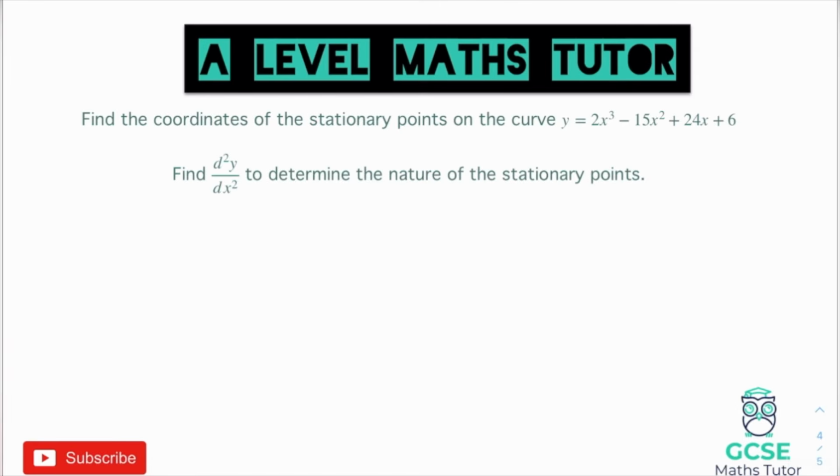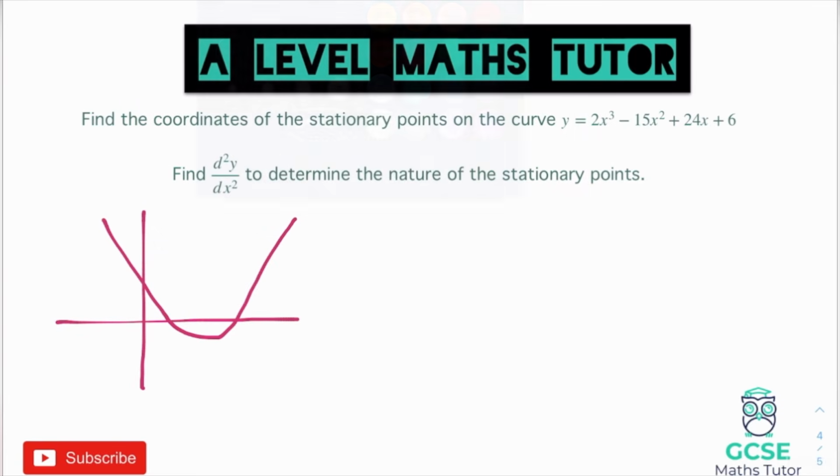Okay, so when we are looking for the coordinates of a stationary point on a curve, we are going to have a look at the point whereby the gradient is 0. So if we were to draw any basic curve, and let's just think about a quadratic, then we have this point right down the bottom whereby the gradient is equal to 0. And if I was to draw a tangent at that point, the gradient of that tangent would be 0.